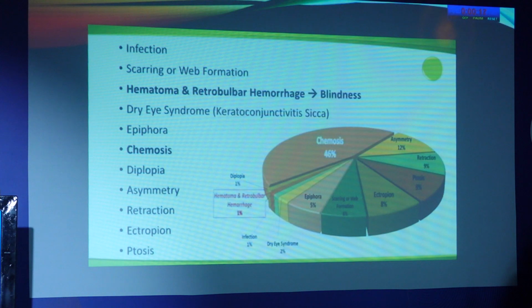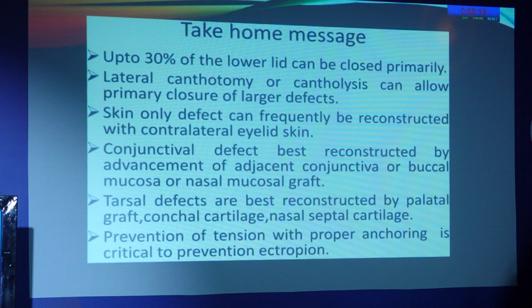Most common complications are chemosis, epiphora, ectropion, retraction, ptosis. Take home message: 30% of the lid can be closed primarily. Lateral canthotomy or cantholysis can also allow the primary closure of a large defect.